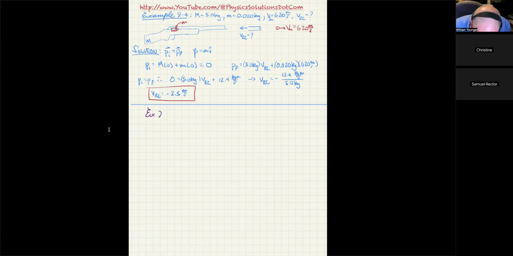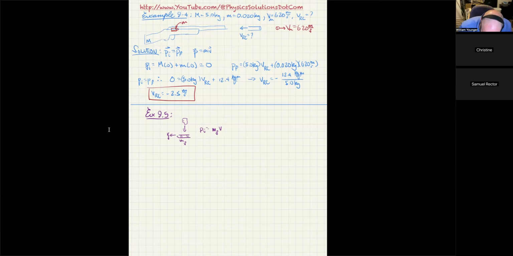This is example 9.5. So what we have is Jeannie falling down like this, and a sled going by like this with some velocity. So the initial momentum, P initial, is just the mass of the sled times the velocity of the sled. That's the initial momentum, and Jeannie, of course, is sitting perfectly still.